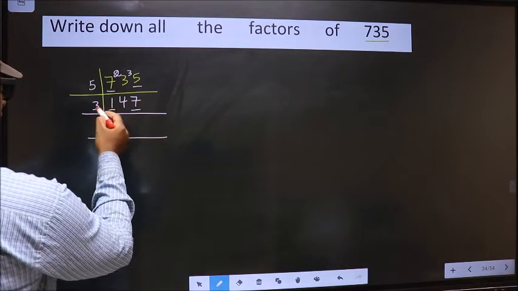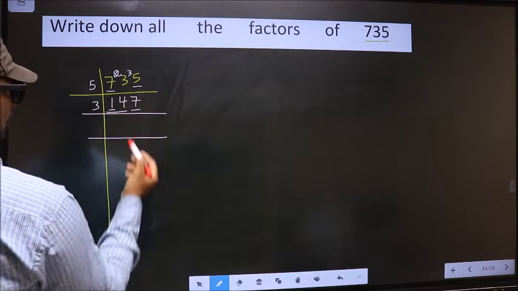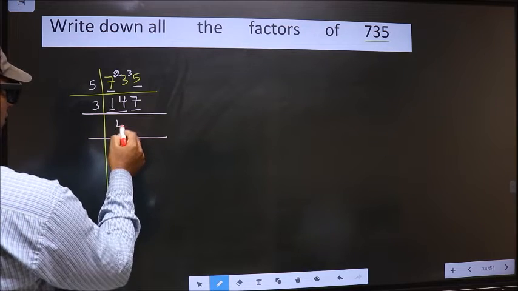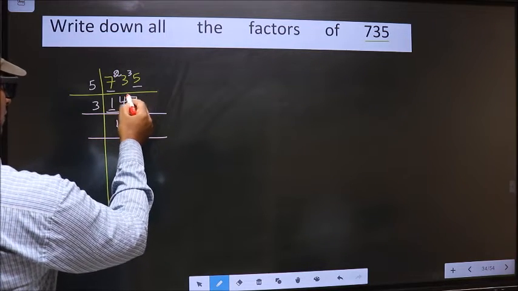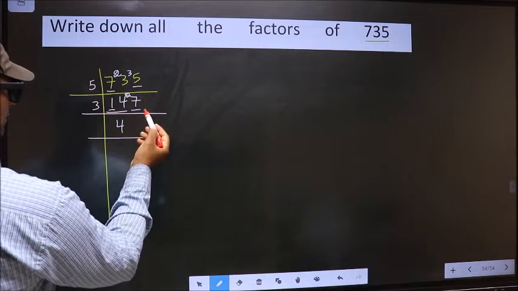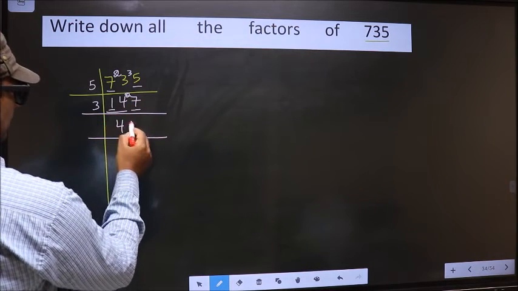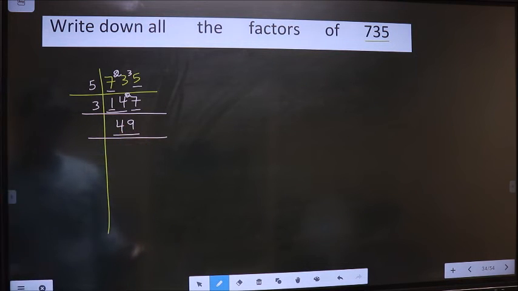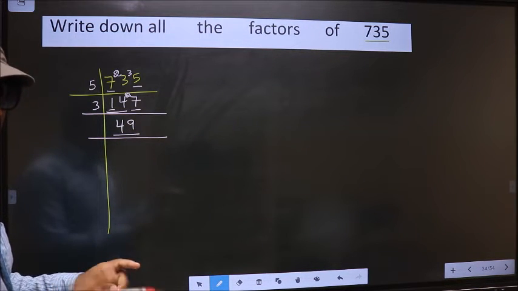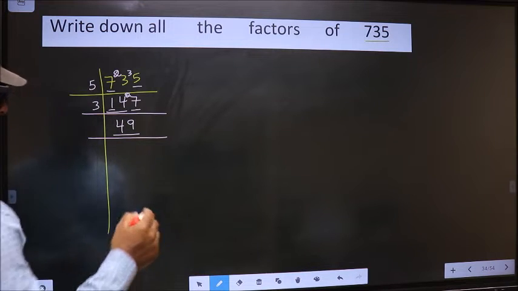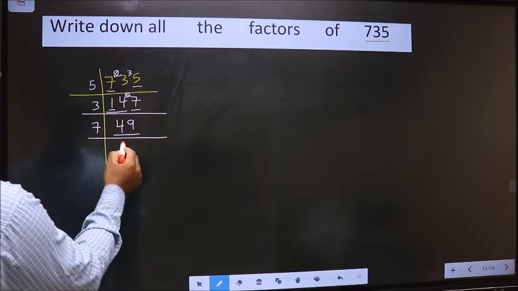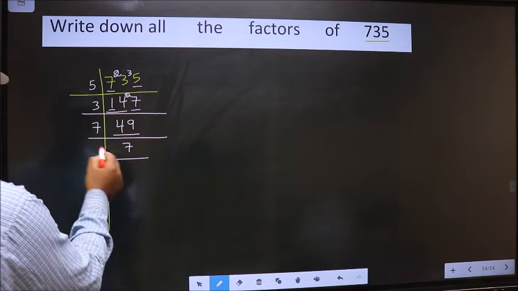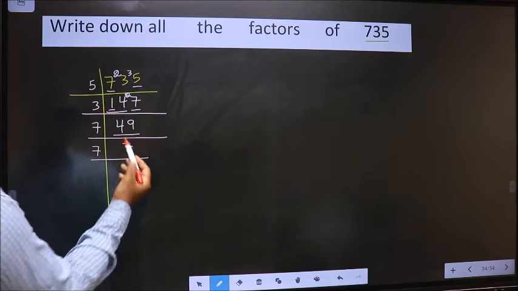First number 1 is smaller than 3, so we take 2 numbers, that is 14. A number close to 14 in the 3 table is 3 fours 12. 14 minus 12, 2 carried forward, making it 27. When do we get 27 in the 3 table? 3 nines 27. Now here we have 49. 49 is 7 square. 7 into 7, 49. So 7 times 7 is 49. Now here we have 7. 7 is a prime number, so 7 ones 7.